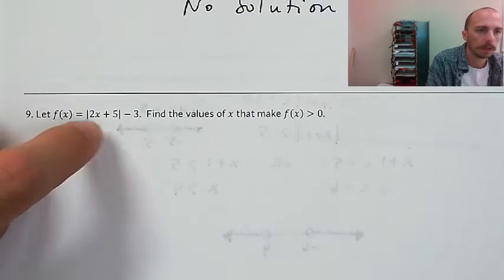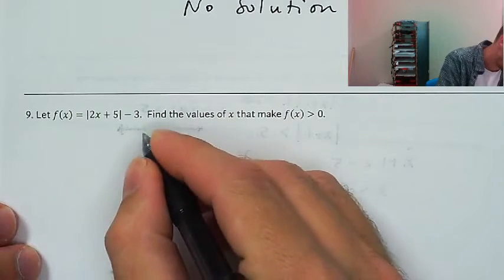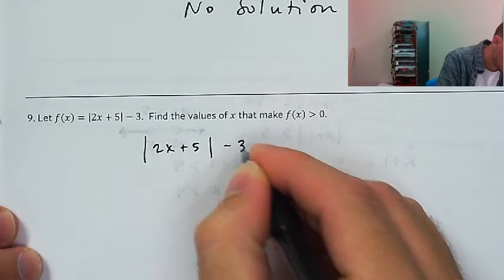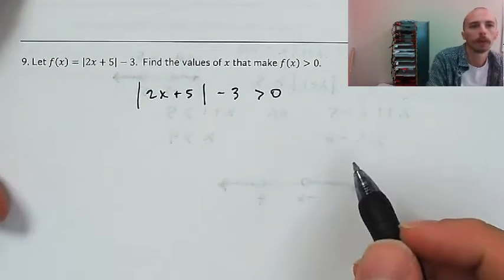And now we've got f of x equals this. Find the values of x that make f of x greater than 0. And I've got a formula for f of x, and we'll just set that greater than 0. We'll just solve it like we've been doing this whole time.